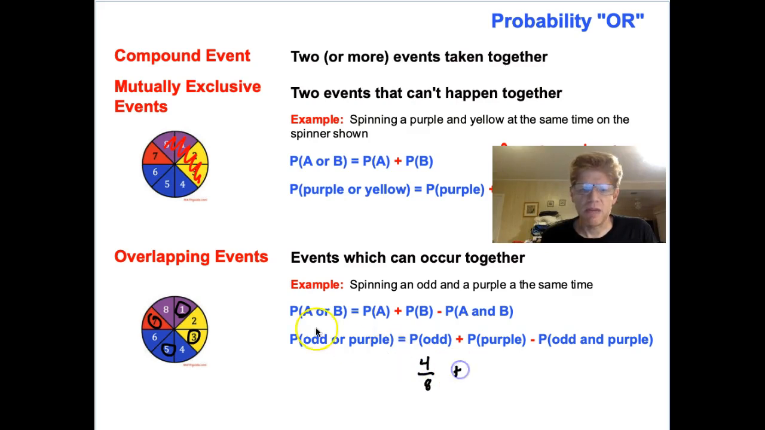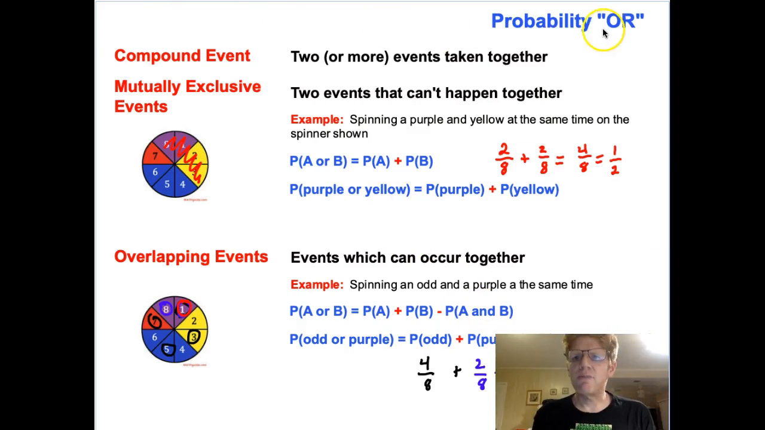Plus the probability of getting purple, right? So we saw that there's two ways to get that, so 2 out of 8, rather, not 4. And then we're going to subtract the ways that we can get both odd and purple. Well, there's only one way in our example to get odd and purple, and that's to get the 1 because it's both odd and a purple. So we're going to subtract 1/8 from that. So 4 plus 2 is 6/8, minus 1 is 5/8. So our probability of getting odd or purple is 5/8.